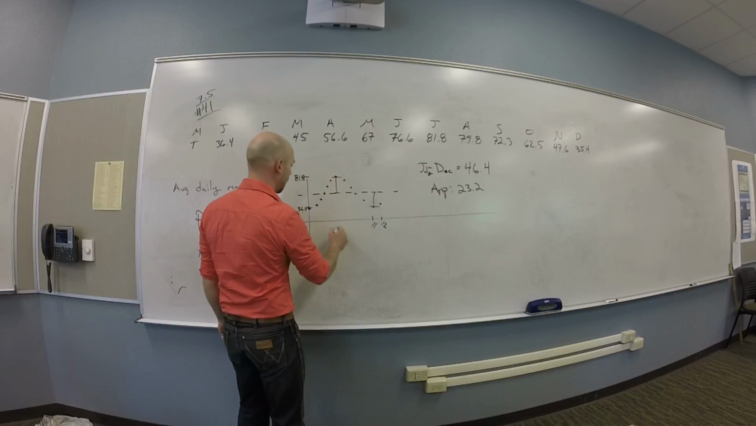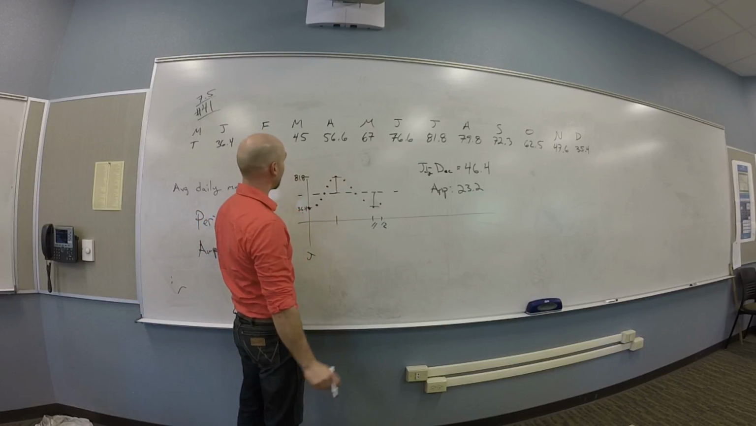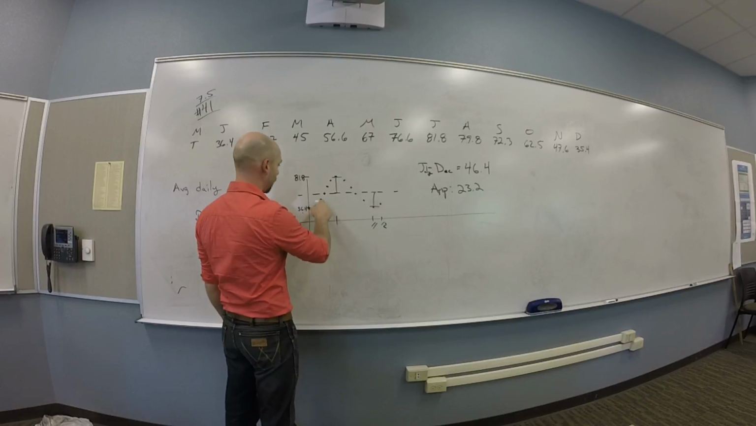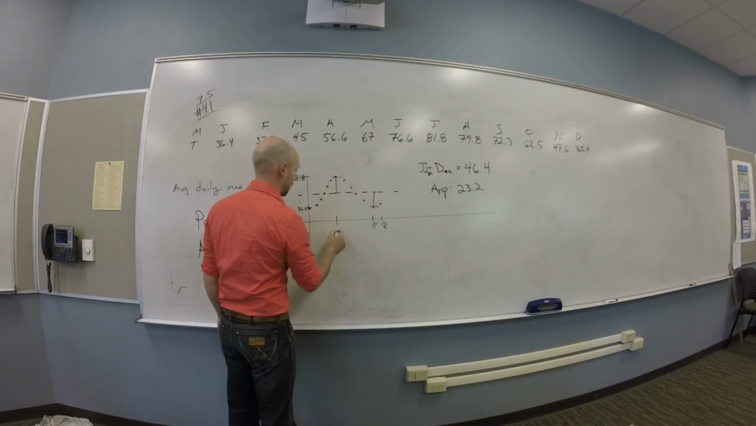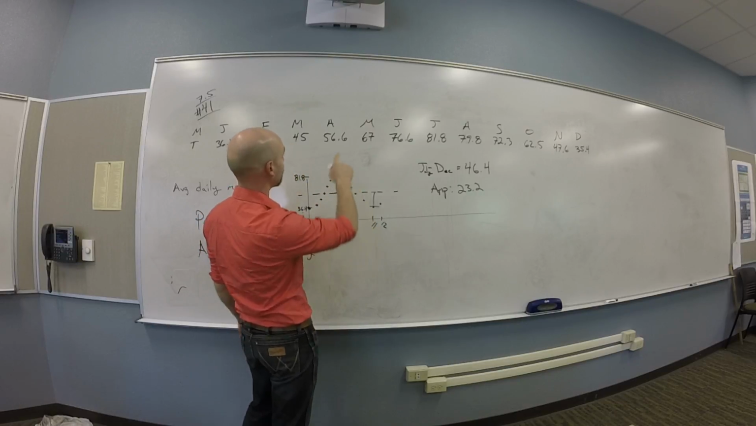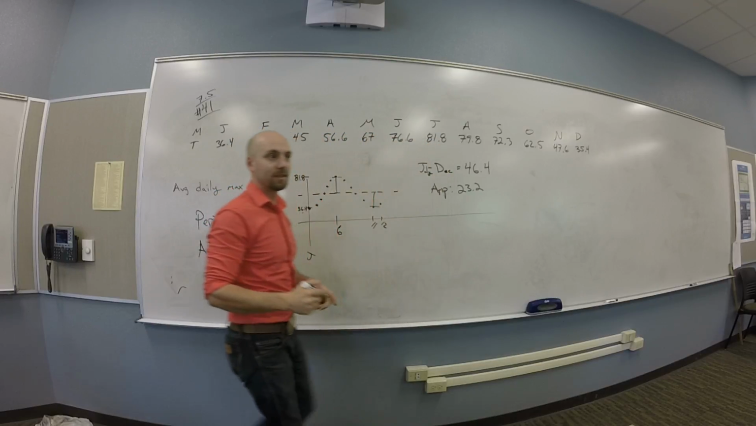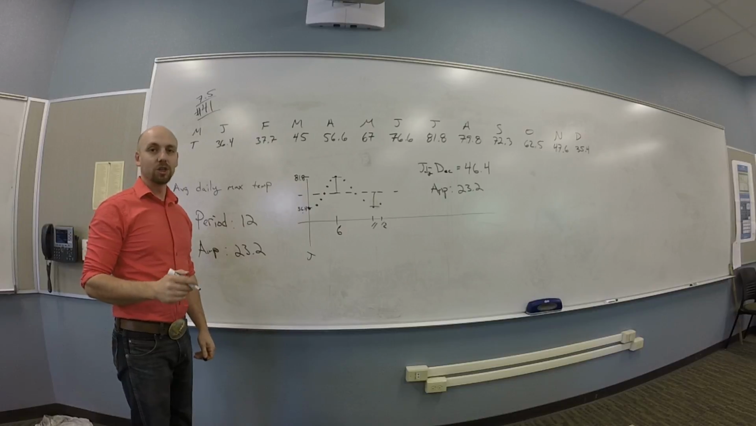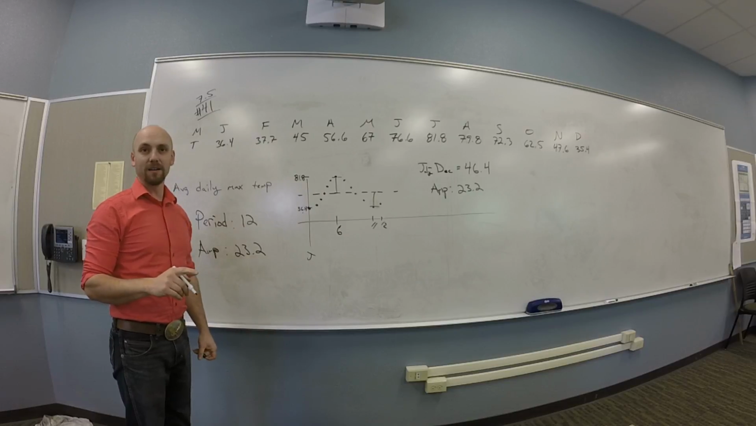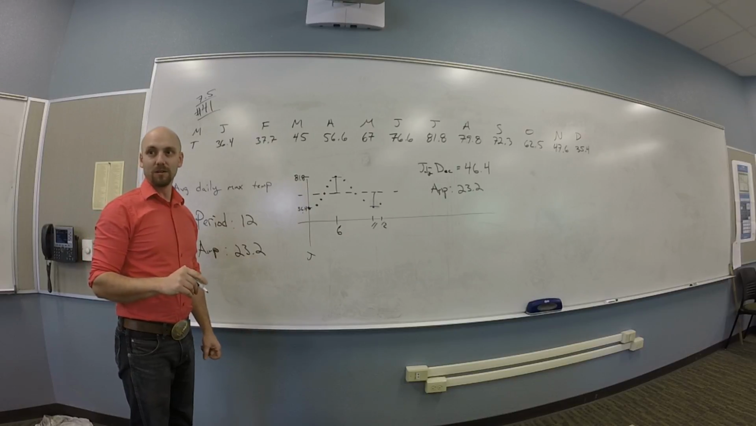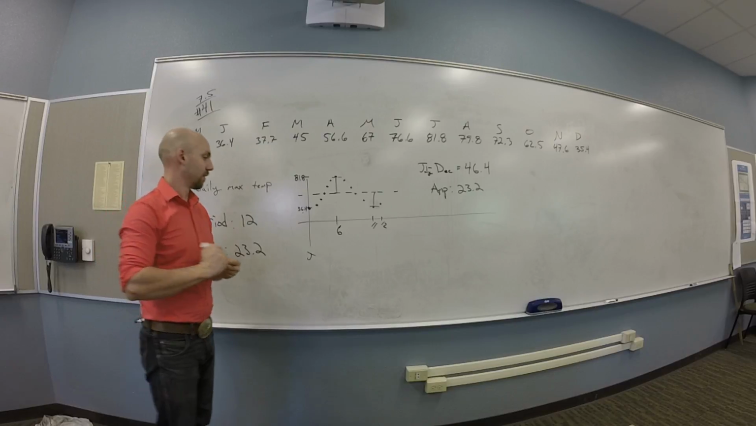81.8. Okay, so 81.8 is a convenient maximum. That's in month, let's see, 1, 2, 3, 4, 5, 6. July. Is July 6 months past January? Yeah. 1, 2, 3, 4, 5, 6. Okay, so I'm going to start things at July, right? You guys with me on that?